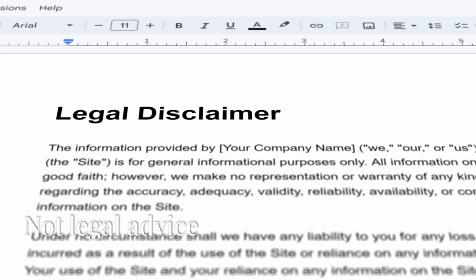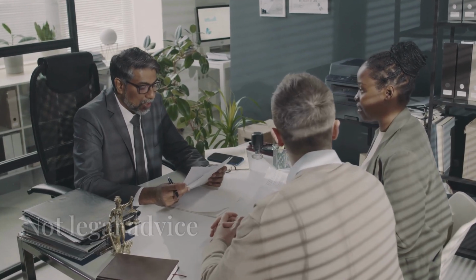Note, this is not legal advice. It is recommended if there are any challenges with the tenant illegally accessing the unit, then the landlord should seek competent legal advice.